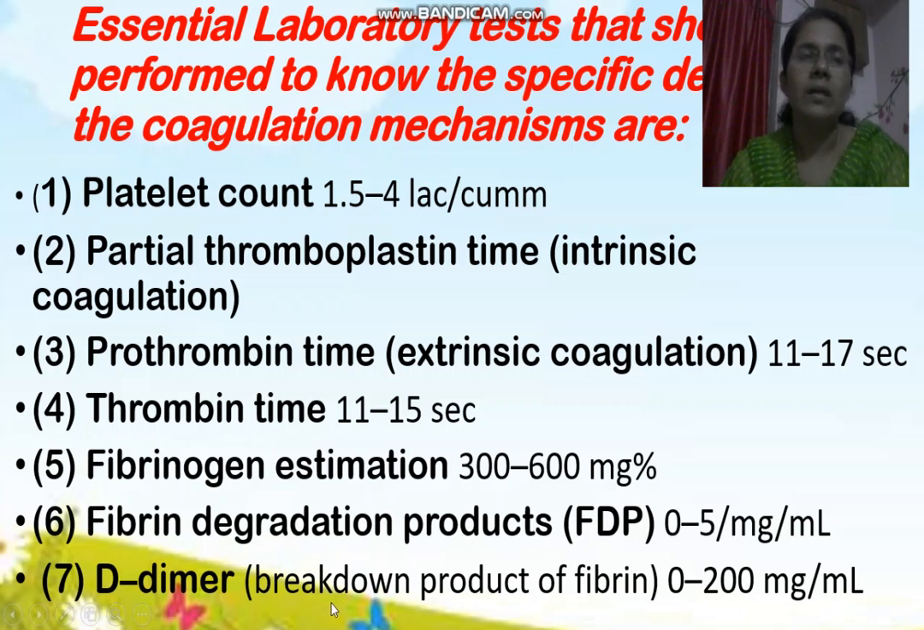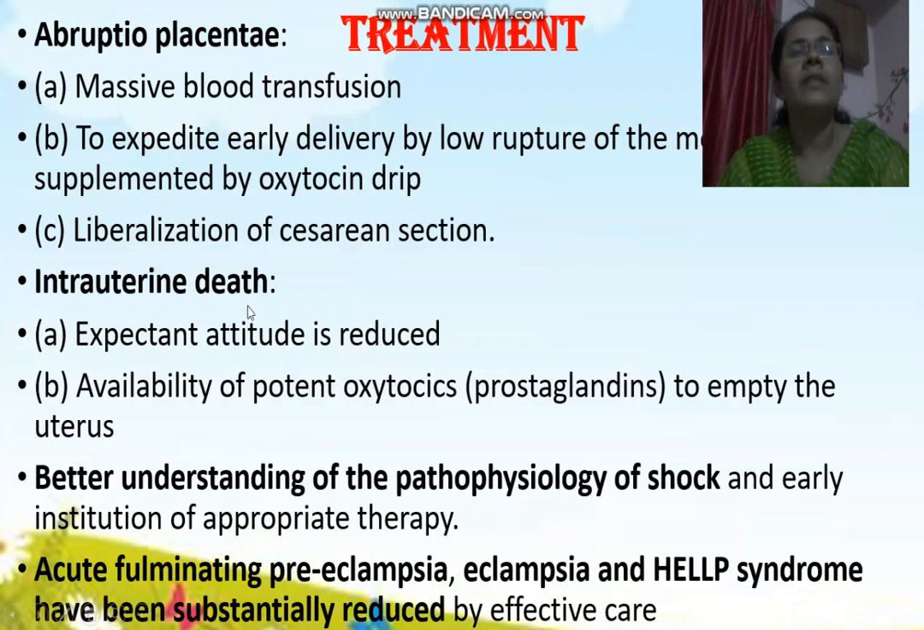These are the tests done to find out the specific defects in this coagulation problem. Next is treatment. If it is abruptio placenta, massive blood transfusion should be provided. Then, to expedite early delivery, we do early delivery by low rupture of membrane, supplemented by oxytocin.